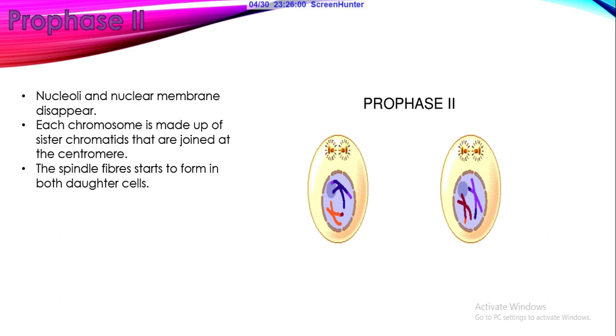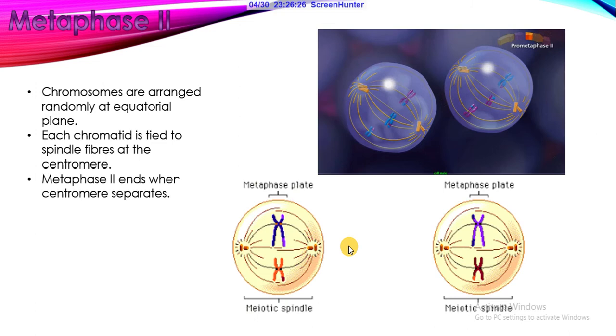So let's look at prophase 2. Okay, the nucleoli and nuclear membrane start to disappear. Each chromosome is made up of sister chromatids. We no longer call them homologous because they have been separated. Now we call them chromosomes or sister chromatids that are joined at the centromere. So spindle fibers start to form, and also the centrioles will go to the opposite poles.